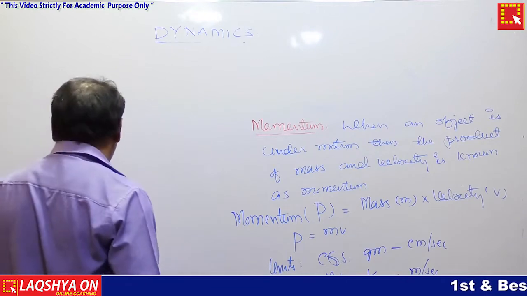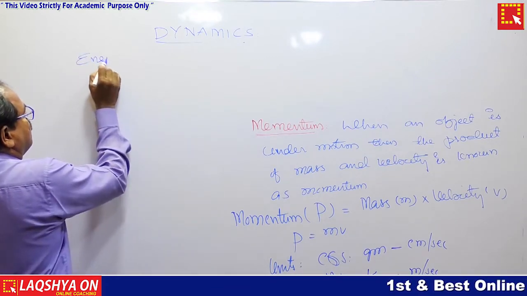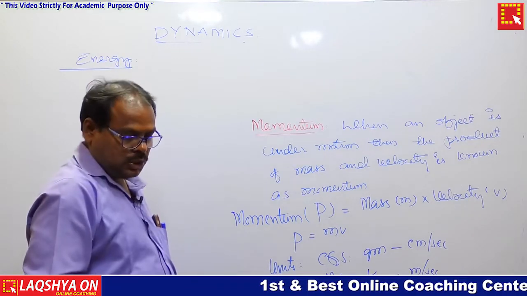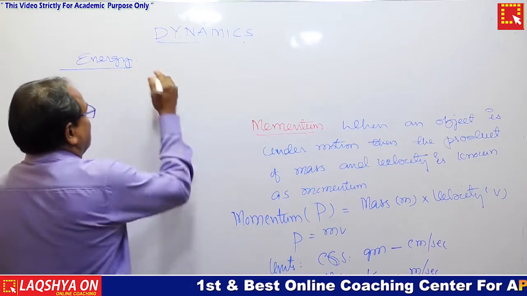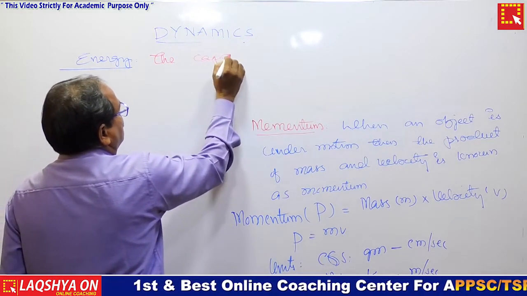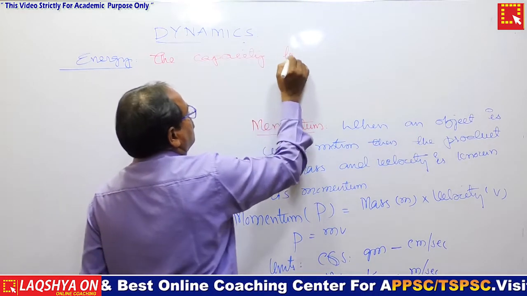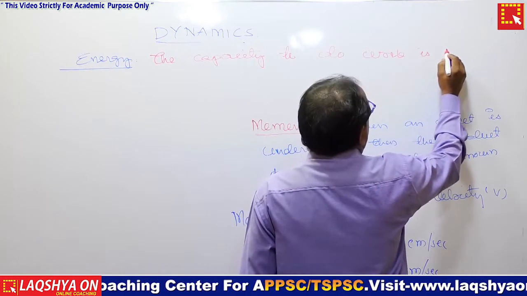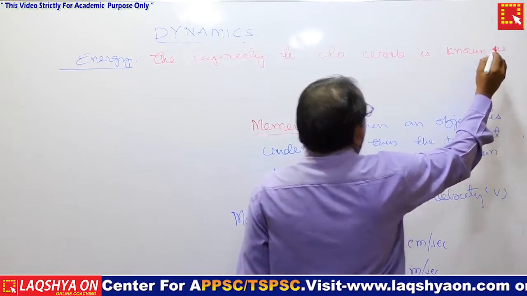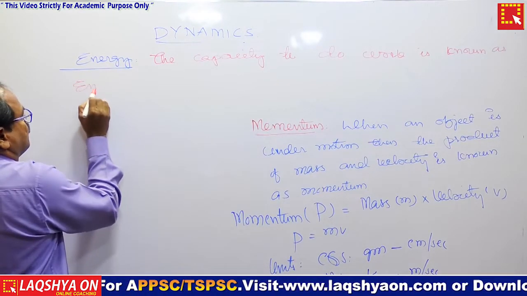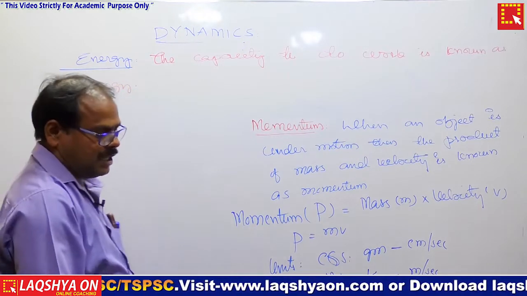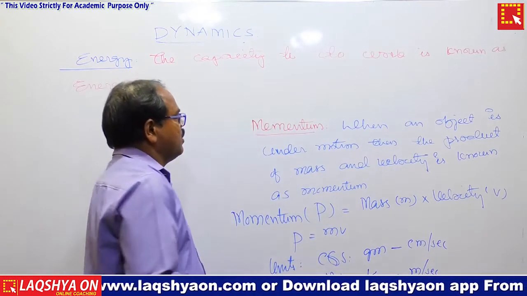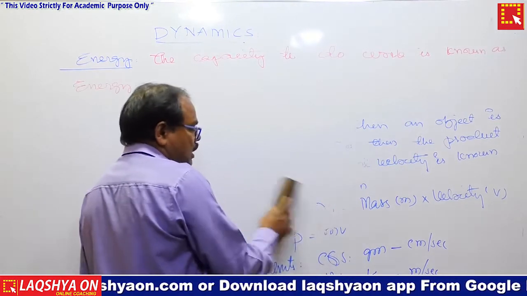Now let us learn about energy. What is energy? The capacity to do work is known as energy. Whatever the capacity for doing work is known as energy. So for doing work, energy can be used. That's why energy is utilized for doing work.